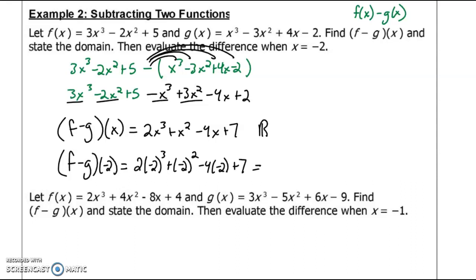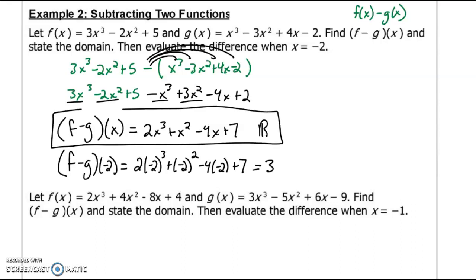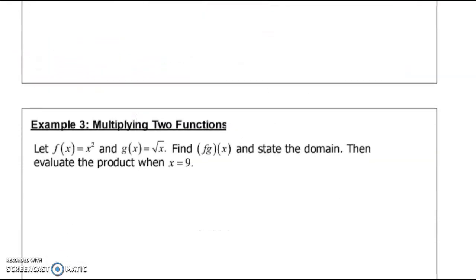And from that point, we can use mental math or a calculator, and we're going to find out that we get the answer of 3. So our equation has a domain of all real numbers, and when we evaluate the new equation when x is negative 2, our solution is 3. Okay, let's go ahead and look at example 3.